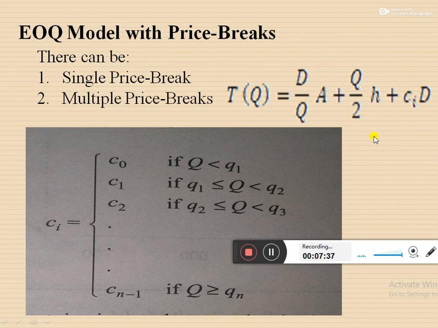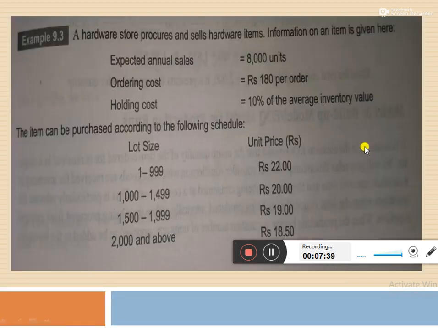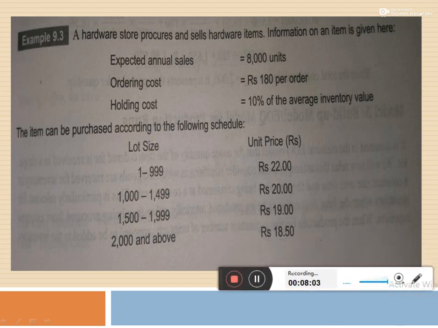So to understand it in a better manner, let's have a practical question in which a company procures hardware items of which the expected annual sales equal 8,000 units. Ordering cost is 180 rupees per order. Holding cost is 10% of the average inventory value. And there are different price breaks given.